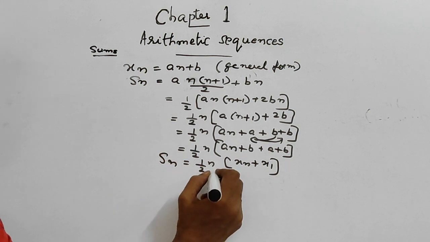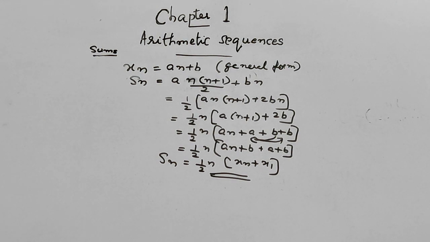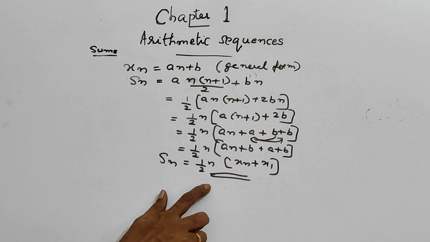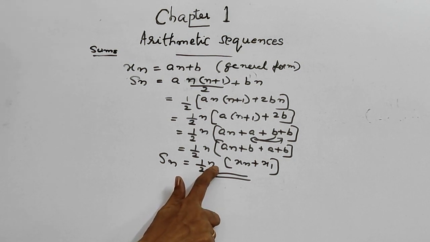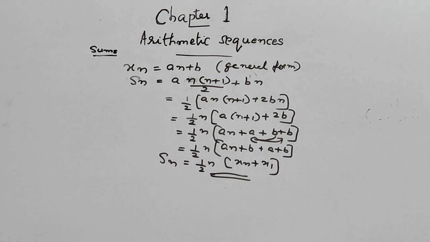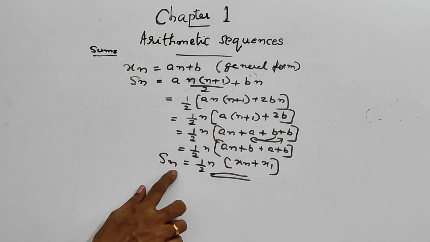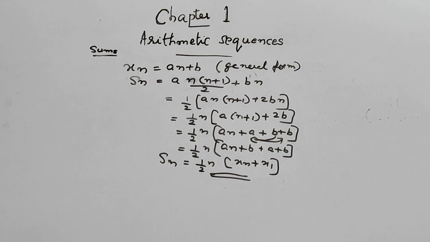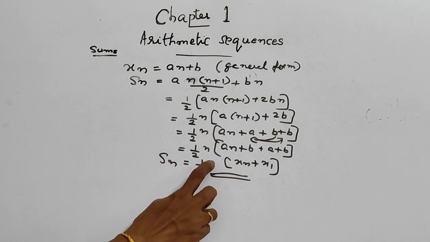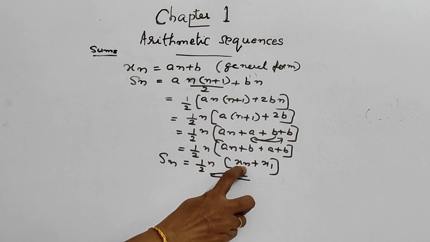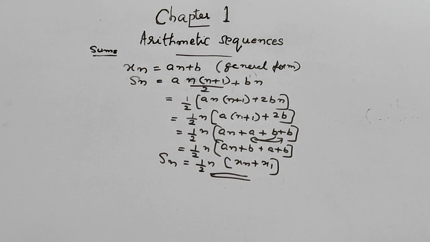So we come to another formula, that is Sn is equal to half n into xn plus x1. That is, the sum of any number of consecutive terms of an arithmetic sequence is half the product of number of terms and the sum of first term and last term. Once more I will say, the sum of any number of consecutive terms of an arithmetic sequence is half the product of number of terms and sum of first term and last term. That is Sn is equal to half n into xn plus x1.